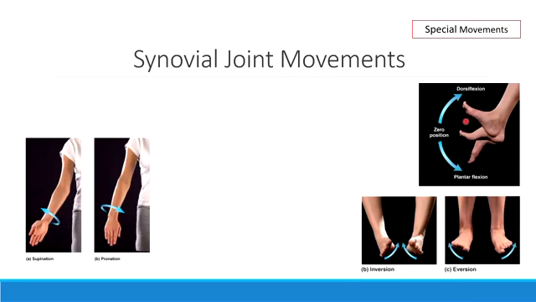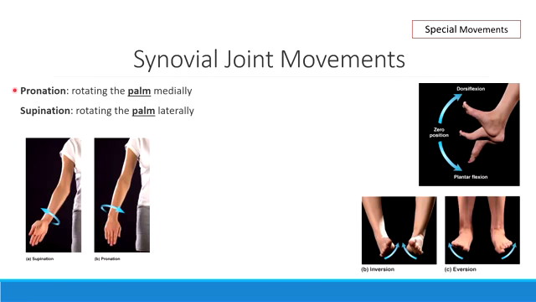Then we have some groups of movements that we call special movements. For a lot of these, we could fit them into rotational or angular, but with these special movements, make sure you know which particular joints can do them, because that's what makes them special. Only particular joints can do them. So let's start with pronation and supination.